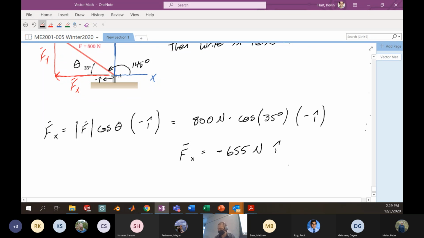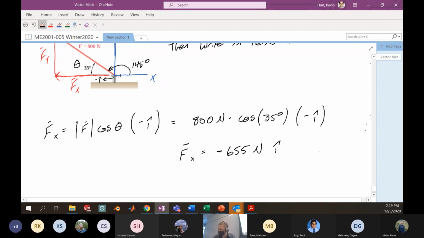But really how you would read this is this vector has a magnitude of 655 newtons, and it's in the negative i hat direction. That's how you would want to interpret this particular vector. And that makes sense. It's some percentage of the total vector f, and it's pointed in the negative x direction, so we would expect a negative i occurring here, and we see that.